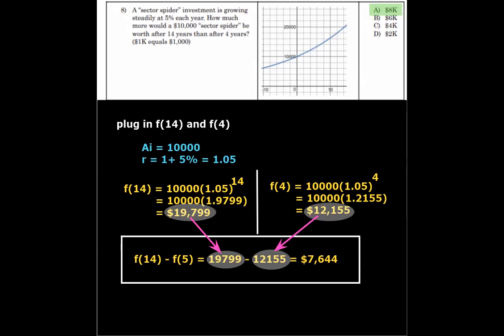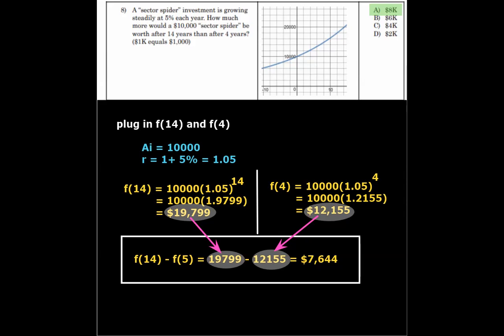That exponent will be a multiple of 1.9799. So after 14 years, you'll have $19,799, almost double. The time after 4 years would be 1.05 to the 4th power as the multiple, which is 1.2155. So you'd have about $12,155.